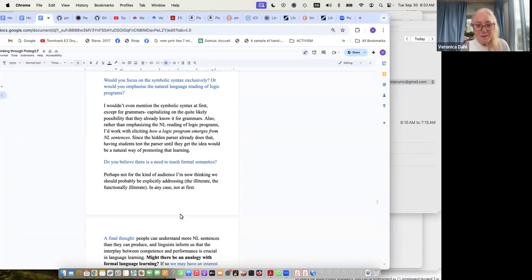And since the hidden parser already does that, it's a program that transforms natural language sentences into logic programs, having students test the parser until they get the idea would be a very natural way of promoting that learning. So basically, I focus on teaching through the language that they already know, natural language.